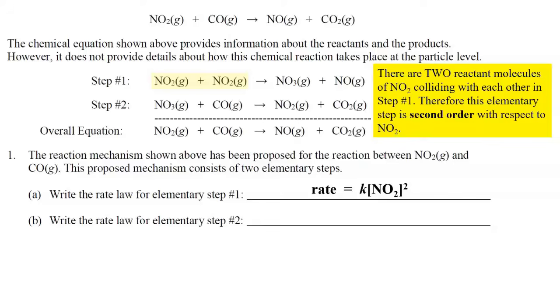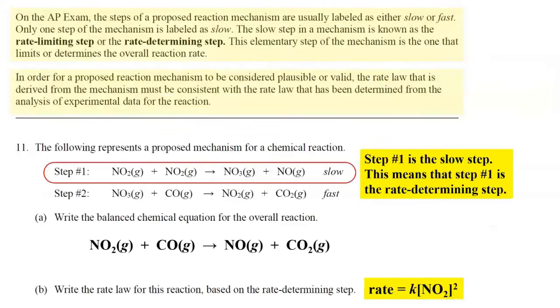So we already determined earlier that the rate law for this step would be second order with respect to NO₂, because there are two reactant molecules of NO₂ colliding with each other in this elementary step. So the answer to number 11, part B, is that the rate law would be rate equals k times the concentration of NO₂ raised to the second power. So why is it second order? Because there are two molecules of NO₂ that appear as reactants in this slow rate determining step.